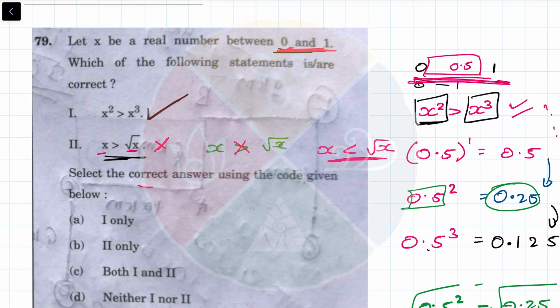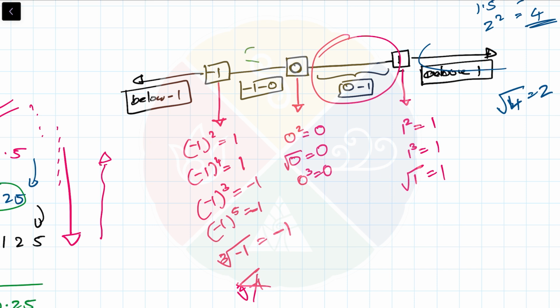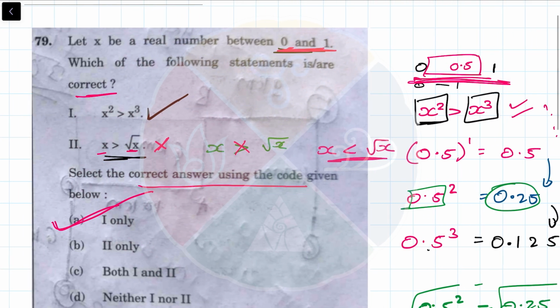So select the correct answer using the code given below. We're looking for the correct statements. Only one is correct. Answer is A. That's it, guys. Again, there are some areas which I didn't tell, for example, this area and this area. You have to find the rules for those also. Okay. Thank you.